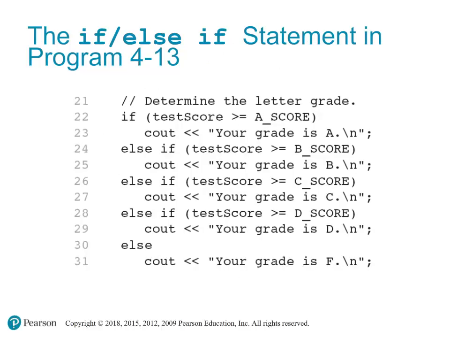This section of code is from program 413. This example demonstrates how to use an if-else chain to assign letter grades based on a test score. The program uses constants like A score, B score, etc. to define the score thresholds for each grade. Test score is the variable that holds the score to be evaluated.